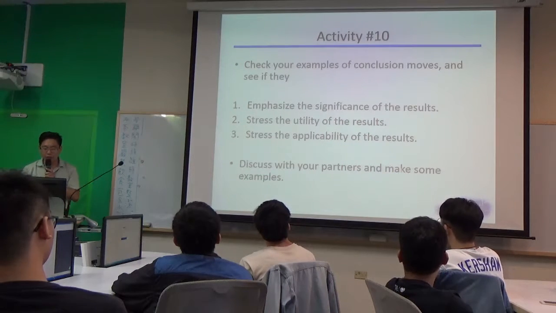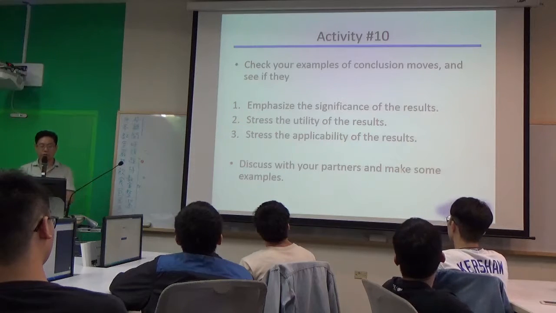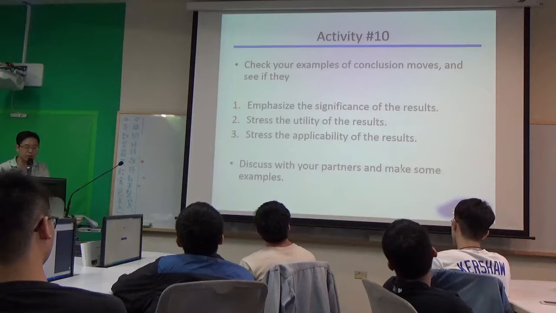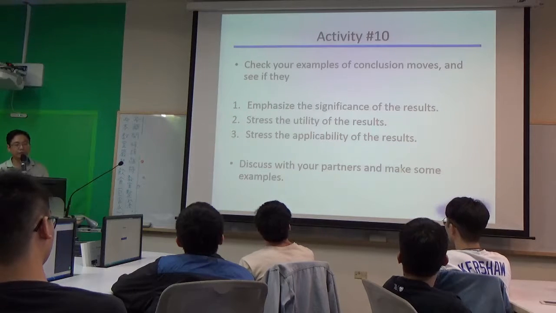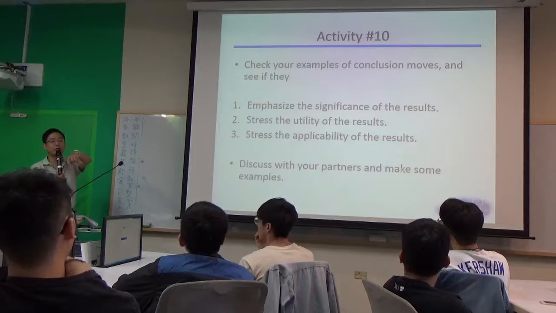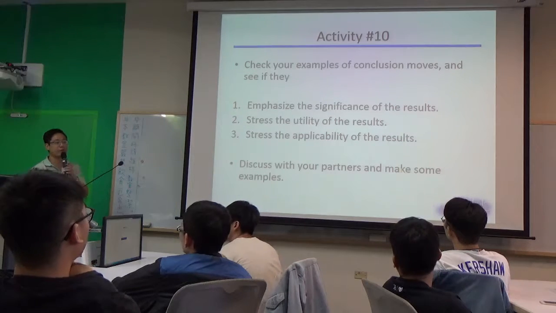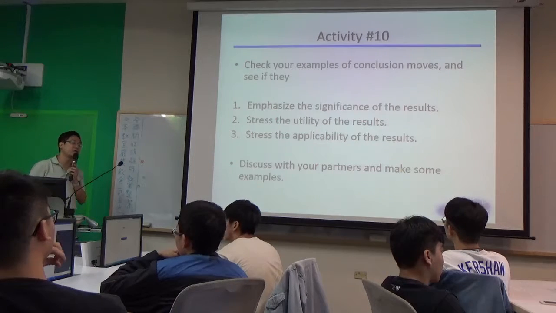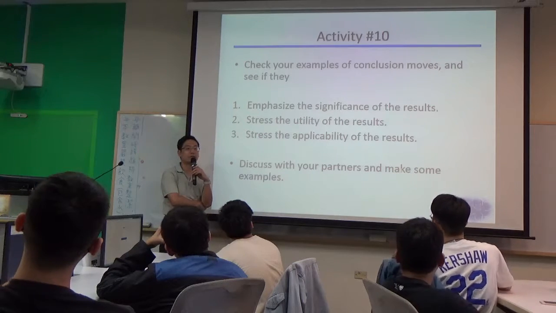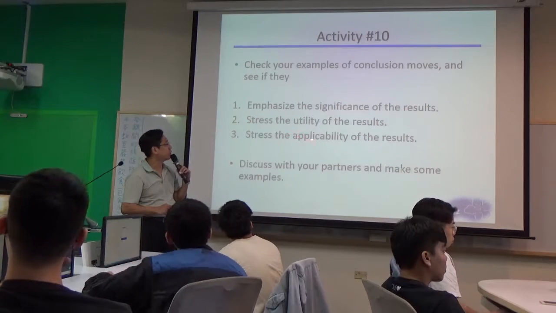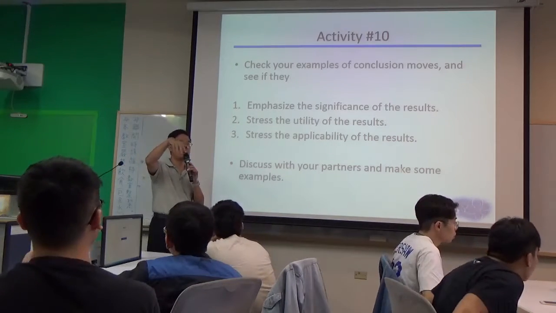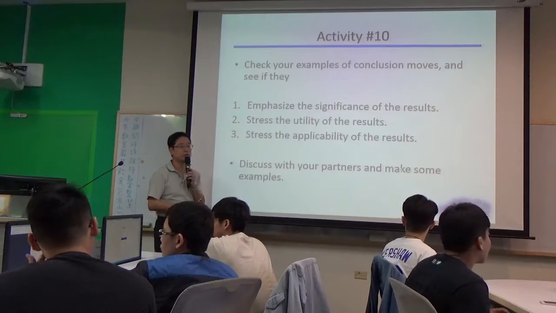So check your examples. Did they try to emphasize the significance of the result? Did they stress the utility of the result and the applicability of the result? Discuss with your partner and find an example about move number 5. I think each group should give me an example about how to emphasize the significance, utility, or applicability of the result. Each group give me an example and tell everybody that this is true about move number 5.